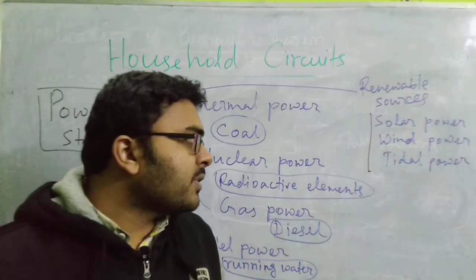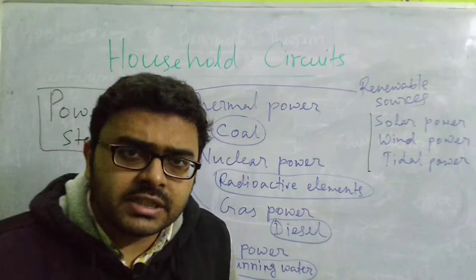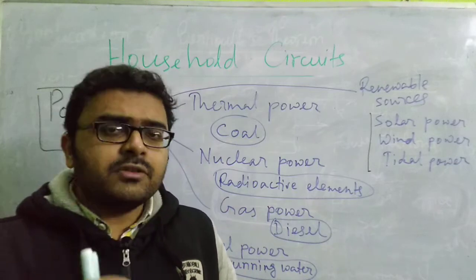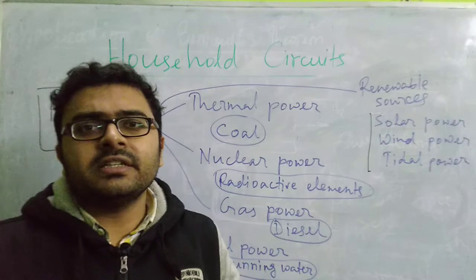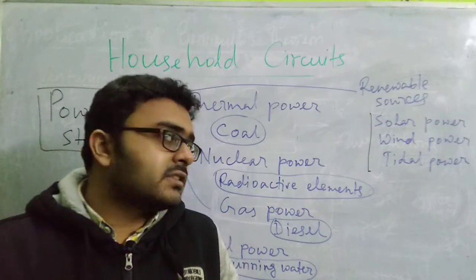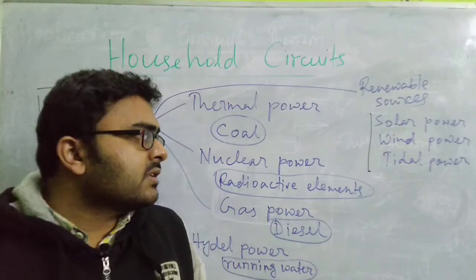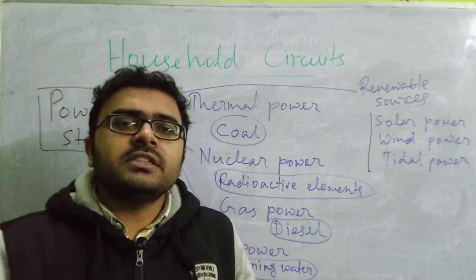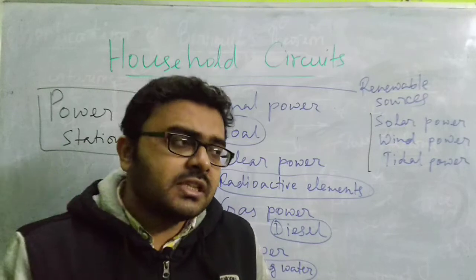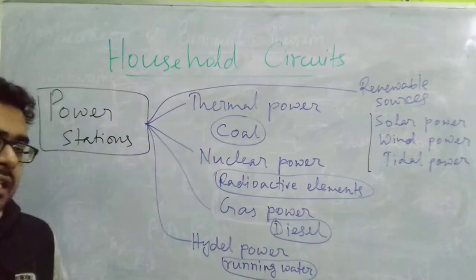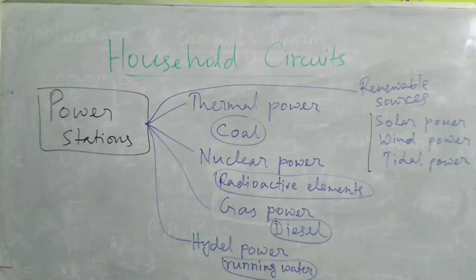Whereas in wind power stations, large windmills are constructed. When wind with a large velocity flows, it rotates the wind turbines. Wind turbines are in turn connected to the generators, and they generate electricity. Whereas in tidal power, the energy of the tides in the oceans is utilized to rotate the turbines. So these are the very basic methods by which electrical energy is generated in our country. Okay. Now, after this power is generated, what happens?